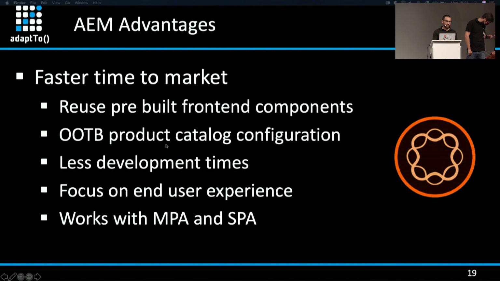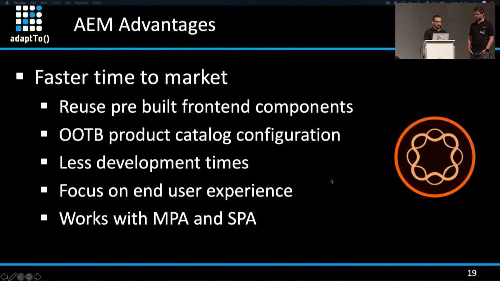So in the end, we want to be able to reuse pre-built front-end components. So for example, we can have a product list component that we are going to show you later. And then we can use that same component everywhere because our API calls always respond in the same way. So it's a standard one.